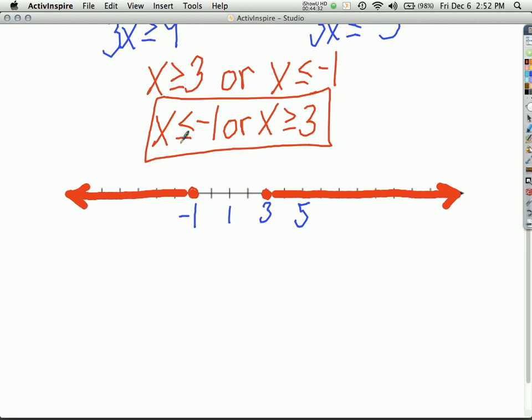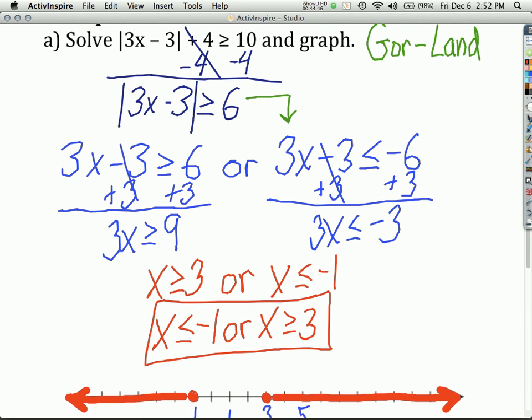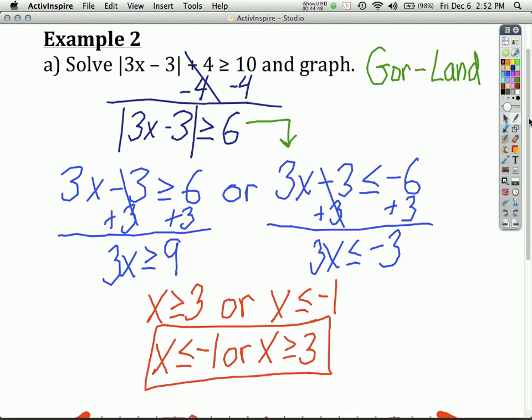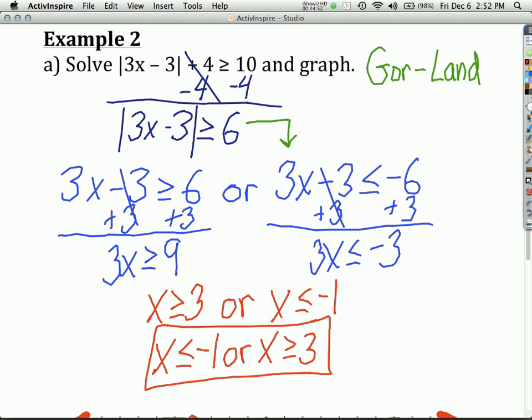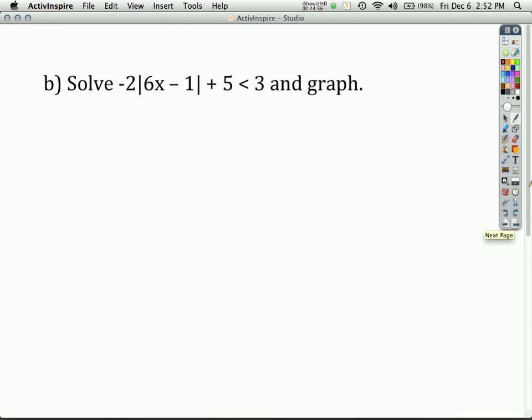So this part of the OR matches this part of the graph. This part of the OR matches this part. If I write it like this, it's not incorrect, but it doesn't really match. Okay? So, comments, questions on any of this? Concerns? Okay, so one more before you try on your own.